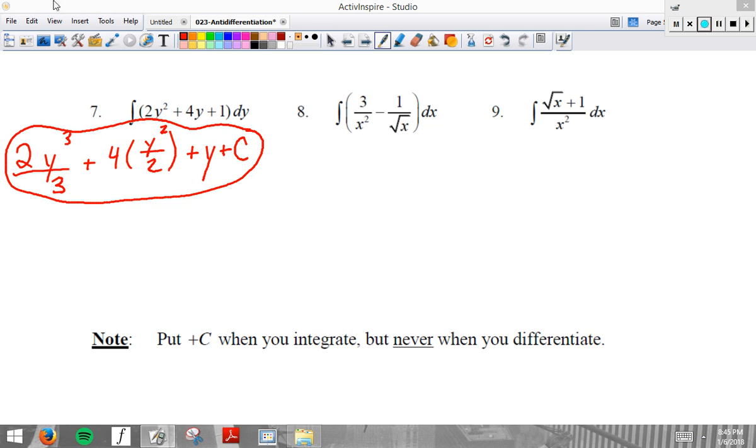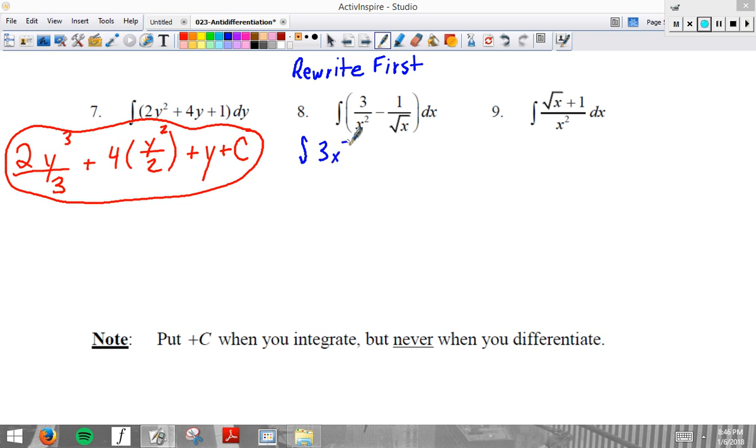Now here's what I would like to call the first hard one. Just like with derivatives, you want to rewrite first. So I don't want to integrate 3 over x squared. What I do want to integrate, look how I keep the integral sign. If I anti-differentiate, my integral sign disappears. If I'm just rewriting, I want to keep everything on the outside, just like with derivatives.